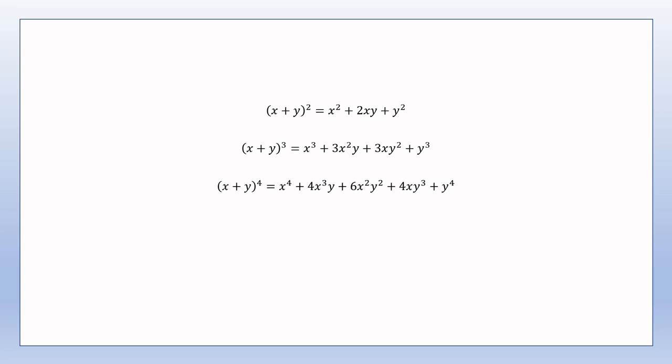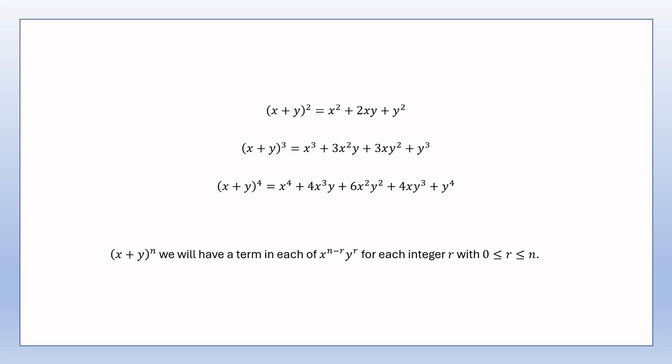An observation that we may make here is that in the case of (x + y)^2, we obtain an x^2 term, an xy term, and a y^2 term. In the case of (x + y)^3, we see an x^3 term, an x^2 y term, an xy^2 term, and a y^3 term. And finally, in the case of (x + y)^4, we have terms in x^4, x^3 y, x^2 y^2, xy^3, and y^4.